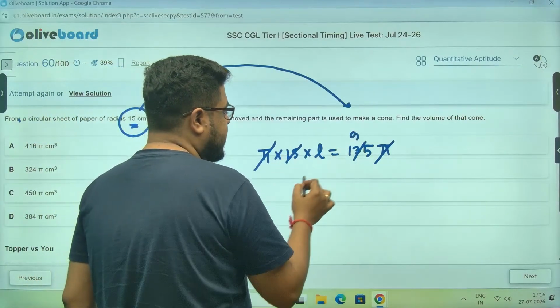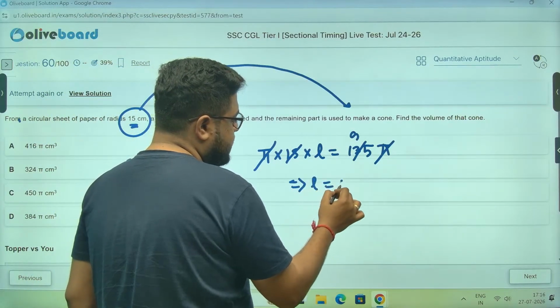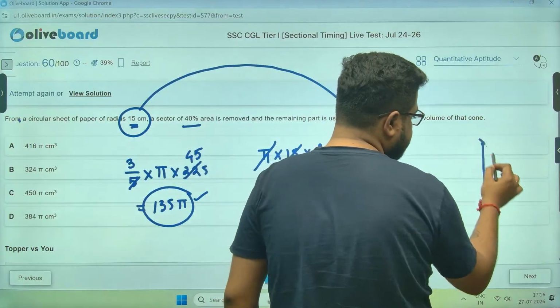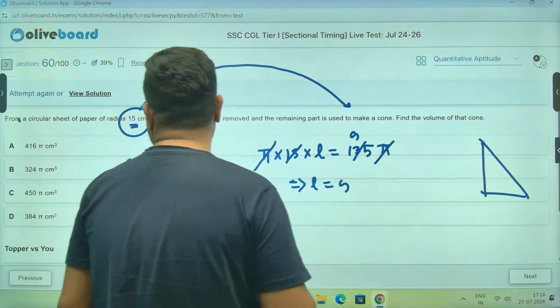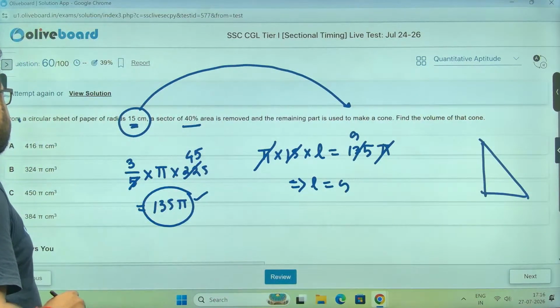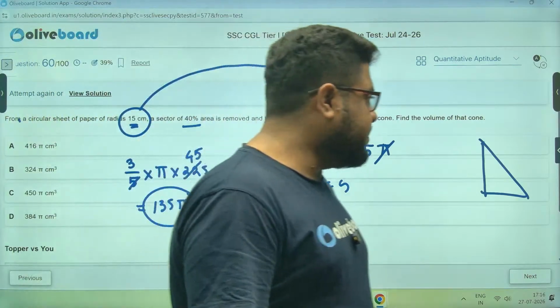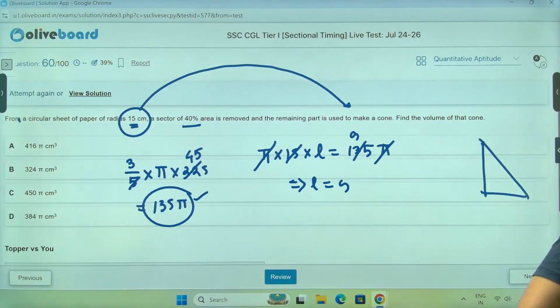So L I can get as 9, sir. Achha, so volume. But how is this possible? Sir, something is wrong in this question. Something is not right, sir. Because L, how can L be less than R? R is 15, then how can L be this?